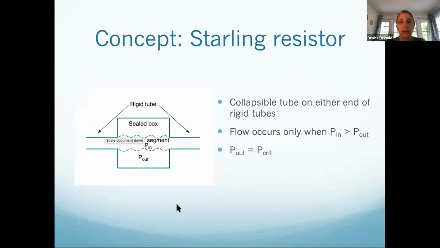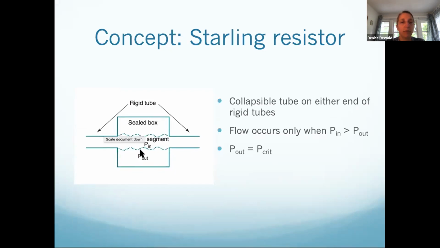All right, so how do we conceptualize this? Now we're going to talk about Kingman's Starling resistor. We can conceptualize the airway as a collapsible tube between two rigid tubes. So you've got your collapsible tube inside a sealed box, and you've got pressure inside, which is your fluid flow. And then you've got the pressure in the sealed box, which is going to determine whether your airway is open or not. So flow will only occur when this pressure is greater than this pressure. And this pressure is basically your P crit.